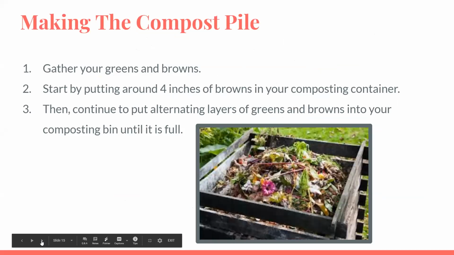Okay, so when you start making the compost pile, you first want to gather all your materials. Shriram already mentioned the materials you need, your greens and browns. First, you want to put a 4-inch layer of browns at the bottom of your composting container. Then you have to put alternating layers of greens and browns into your composting bin until it's full.